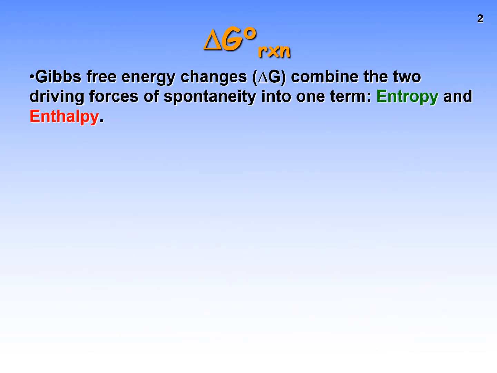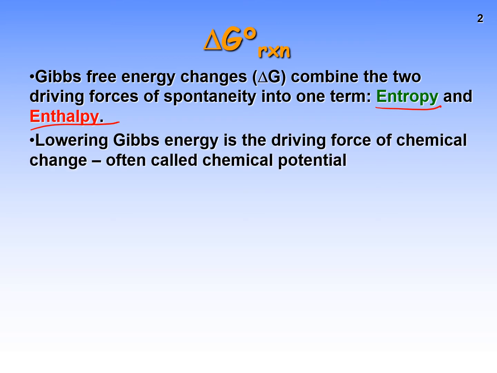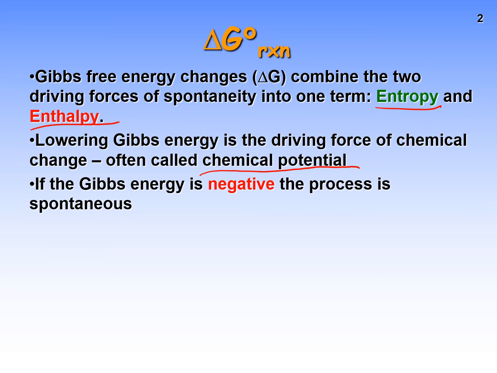So the Gibbs free energy equation, just like delta S naught of the universe, combines two driving forces of spontaneity into one term, entropy and enthalpy. Lowering Gibbs free energy, in other words, having a smaller delta G naught, is a driving force for chemical change, often called chemical potential. So that's how much potential you have for a chemical reaction to occur. Because of this, when delta G naught is negative, a process is spontaneous. And this is now the third way we know to determine spontaneity.